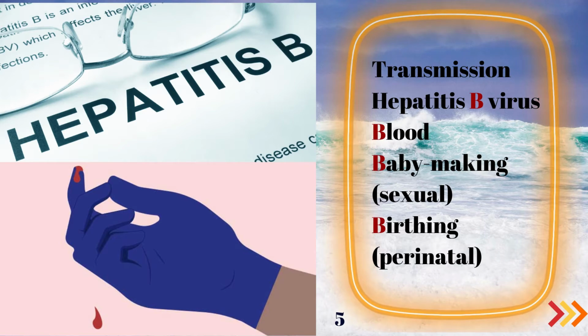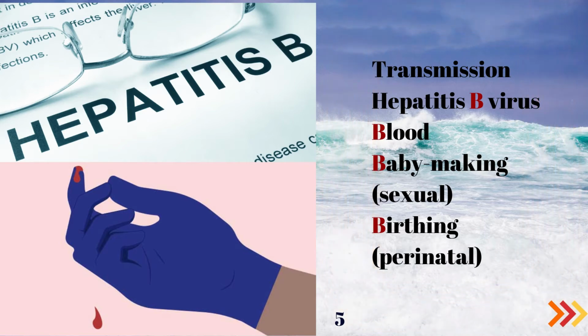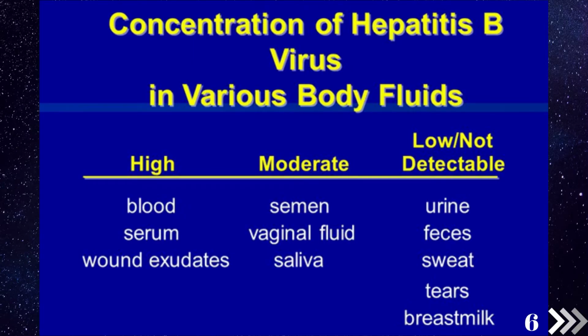If we see here the concentration of hepatitis B virus in various body fluids, blood, serum, and wound exudates have a high concentration, a high viral load. Moderate ones are semen, vaginal fluid, and saliva. The low or not detected ones are urine, feces, sweat, tears, and breast milk. This is very low or it might not be detectable in these fluids.